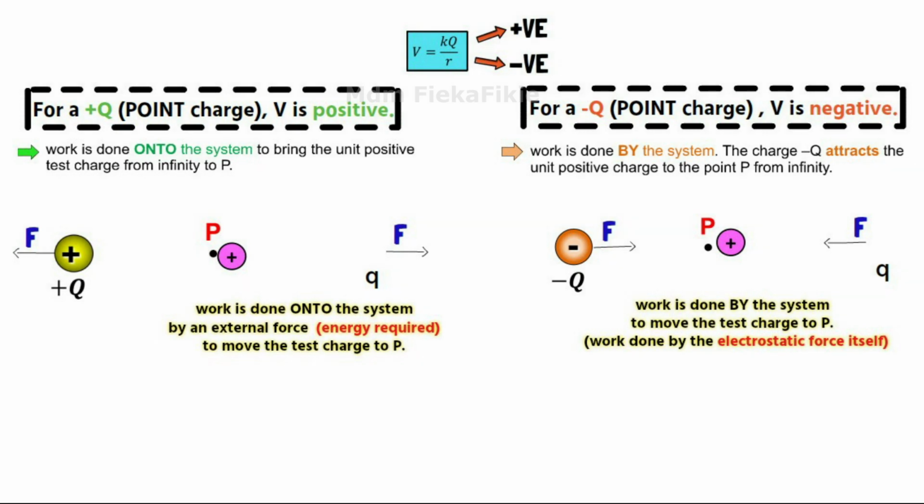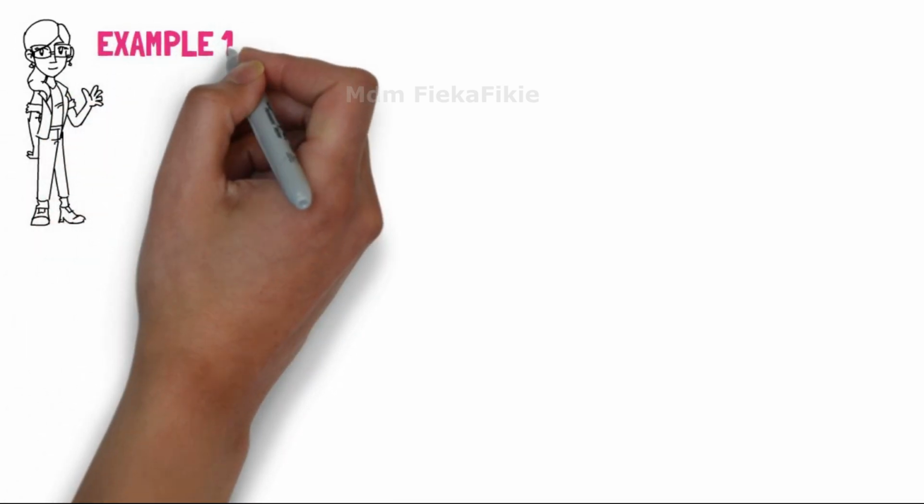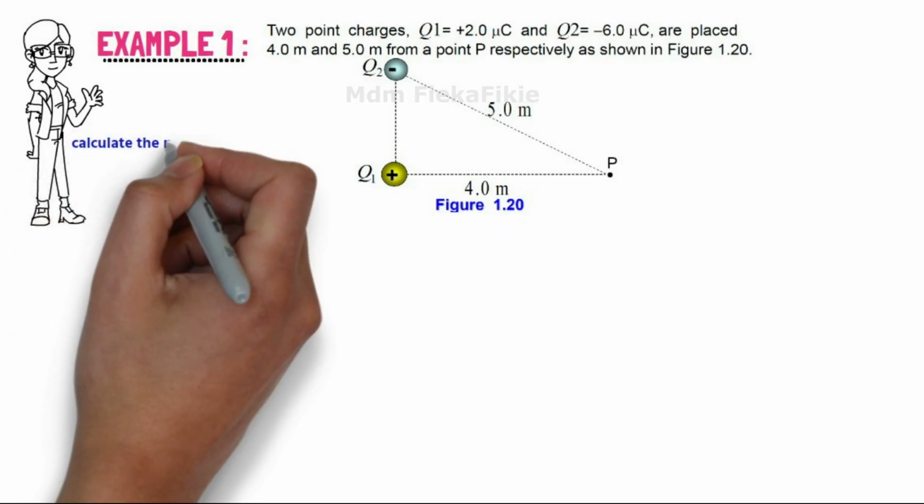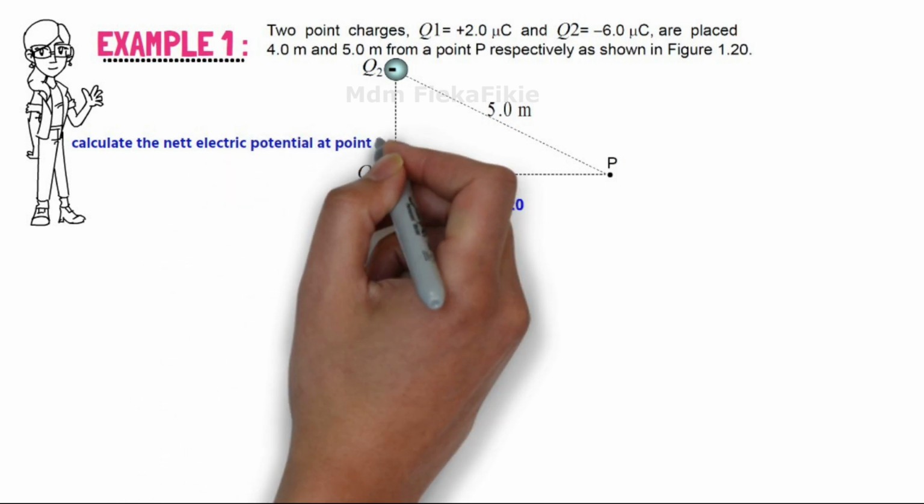Boleh? Okay, sekarang kita akan cuba discuss example yang pertama berkenaan dengan electric potential. So look at here, we have 2 point charges. Kita ada Q1 and Q2 dan kita ada satu point P di mana kedudukan P dari Q1 adalah 4 meter and kedudukan P dari Q2 adalah 5 meter. Soalannya dekat sini, calculate the net electric potential at point P.